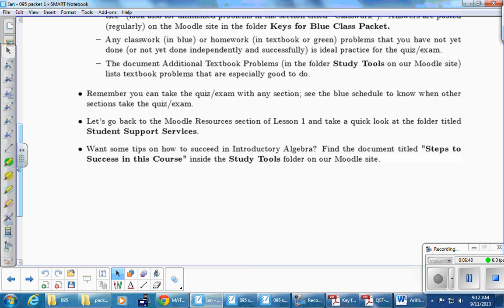Okay, so here is an observation. You can take the quiz on Monday with any section. I only teach one section. But Sandy teaches 4, Erica teaches another 2. There are a lot of times when you can take this quiz. It doesn't have to be Monday morning at 9. It could be Monday morning at 10 or Monday morning at 11.